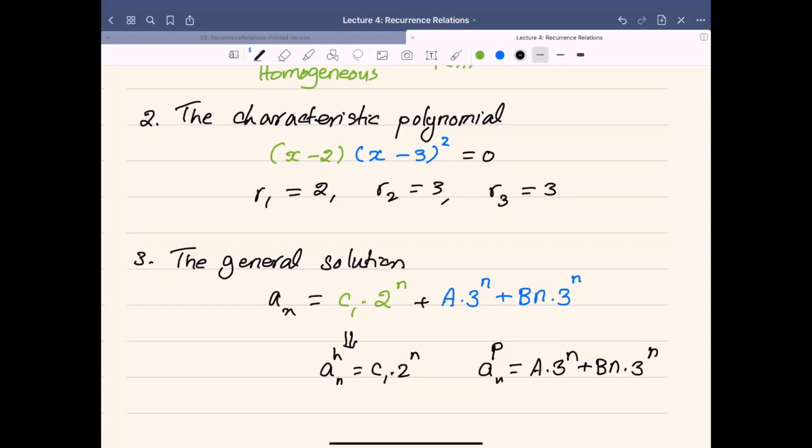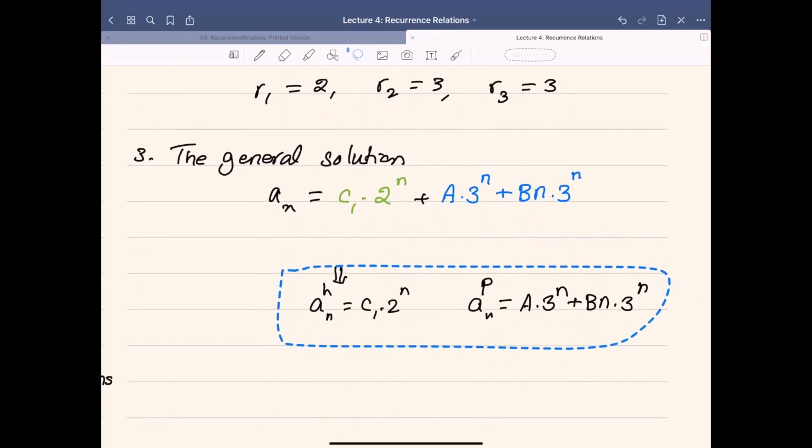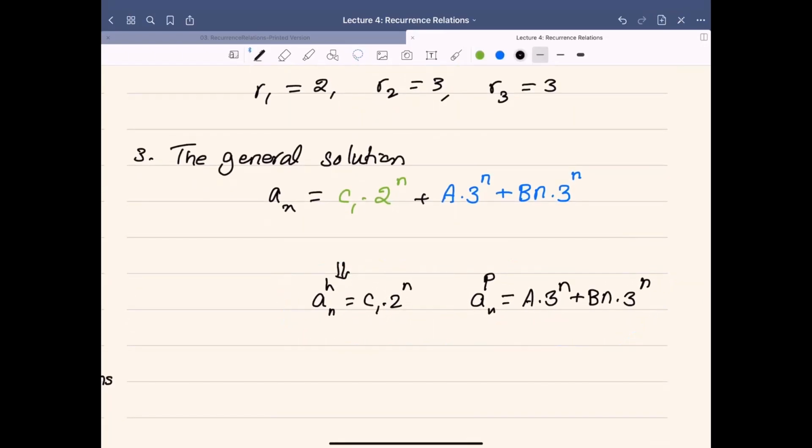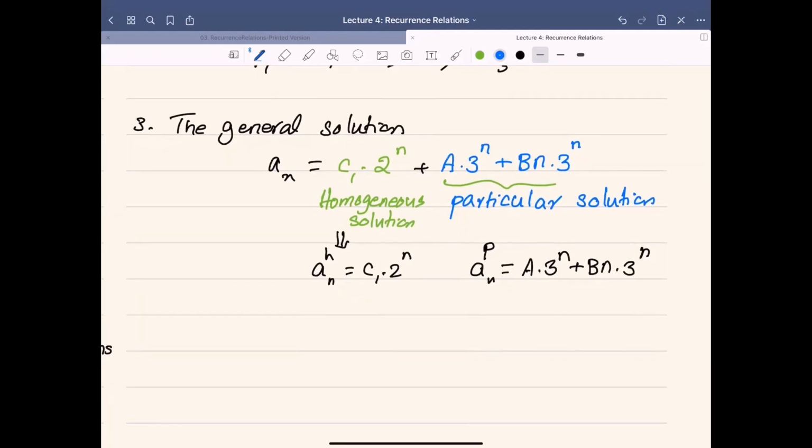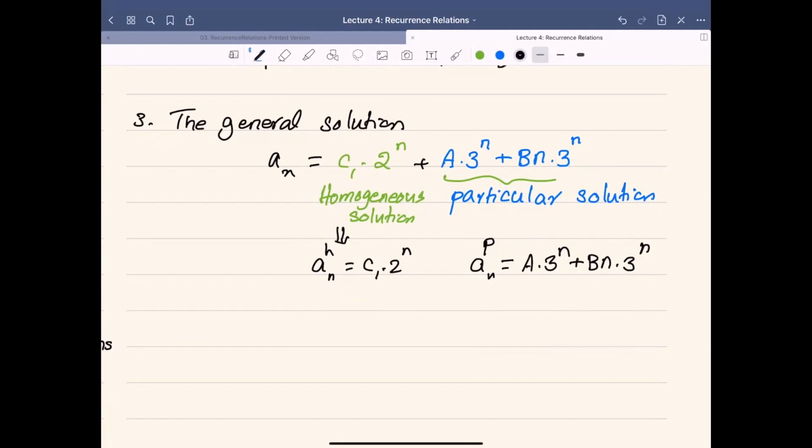So the name for each part: this is the homogeneous solution, and this is the particular solution. So we have some constants from the homogeneous solution, and we have some constants from the particular solution. Now we need to find the constants.